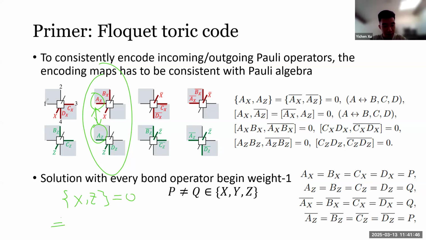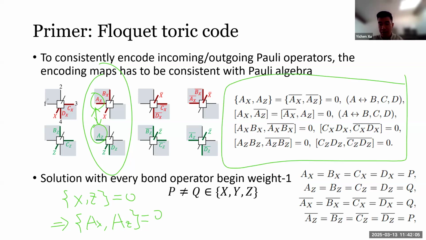Because we know that X anti-commutes with Z, this tells us that A_X needs to anti-commute with A_Z. Whenever they have overlap, they need to anti-commute on that overlap. Similarly, you can derive all these commutation relations on the right. This will guarantee that your incoming and outgoing Pauli operators are consistently encoded by the gadget.